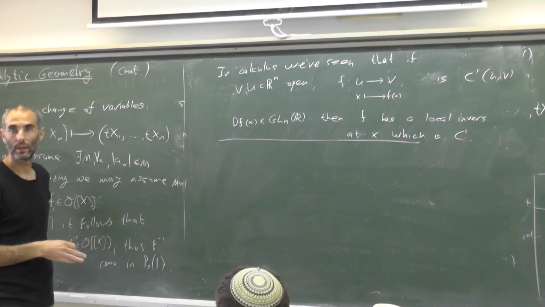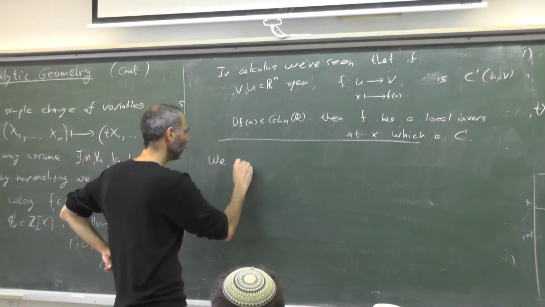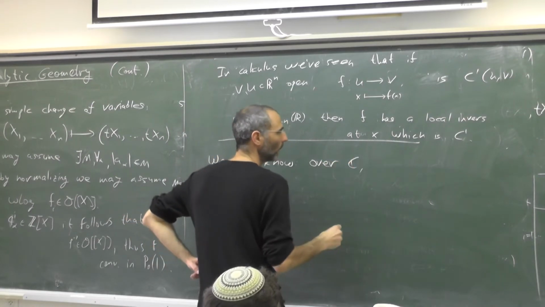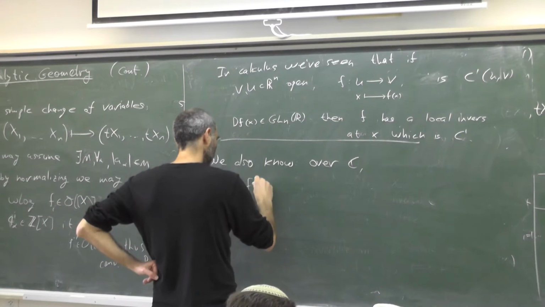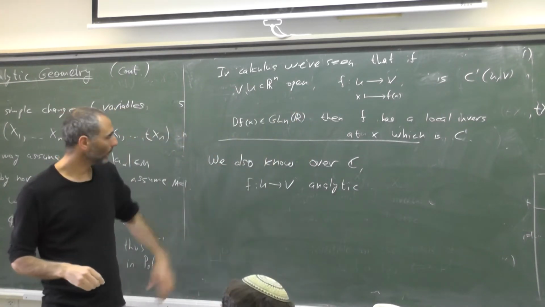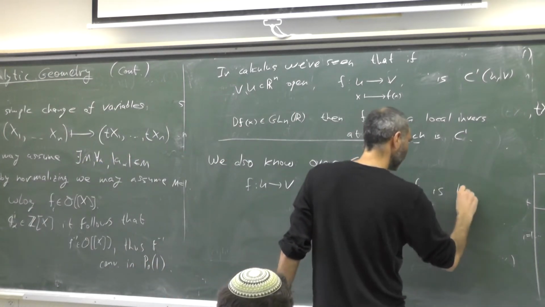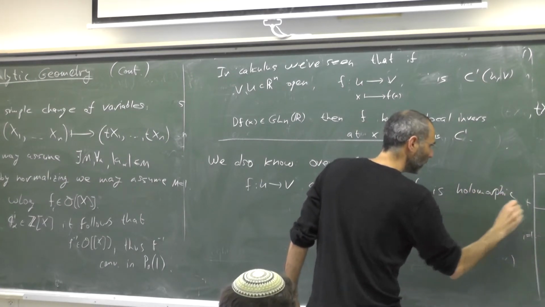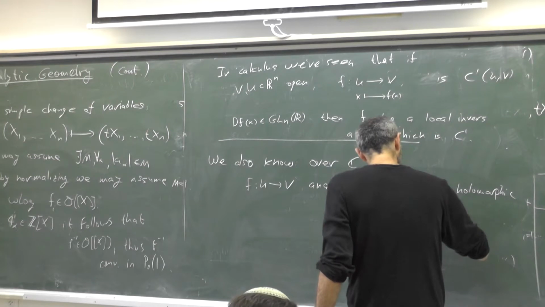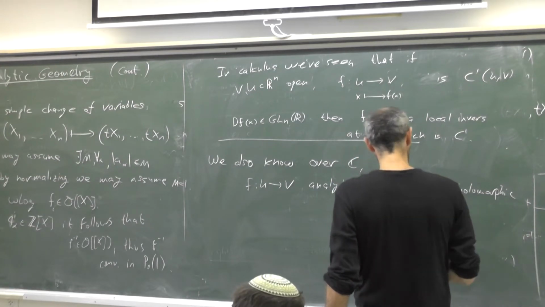And now we want to work over C. Here's another thing that you know over C. Over C, we also know that F from U to V is analytic, so is given by a convergent power series, if and only if F is holomorphic. Holomorphic means that it is complex differentiable.